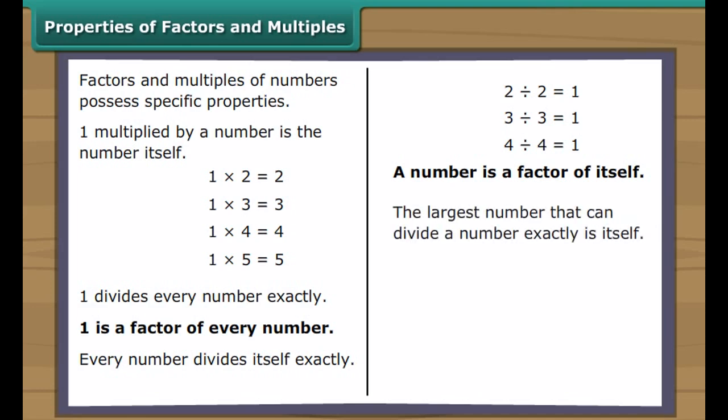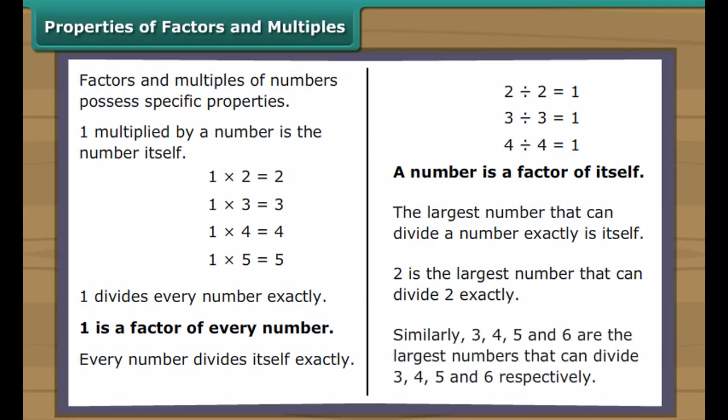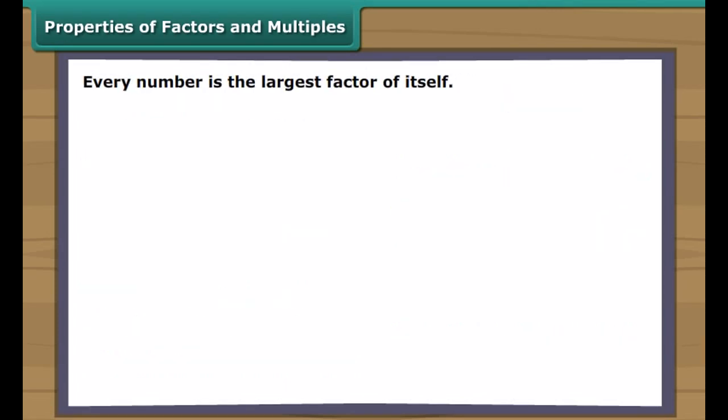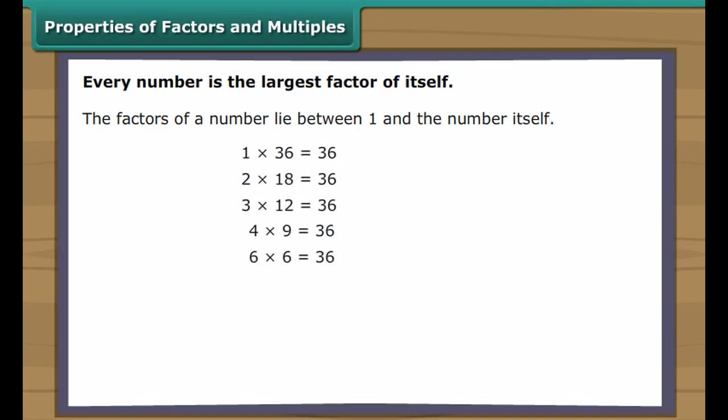The largest number that can divide a number exactly is itself. 2 is the largest number that can divide 2 exactly. Similarly, 3, 4, 5 and 6 are the largest numbers that can divide 3, 4, 5 and 6 respectively. Therefore, every number is the largest factor of itself. The factors of a number lie between 1 and the number itself.